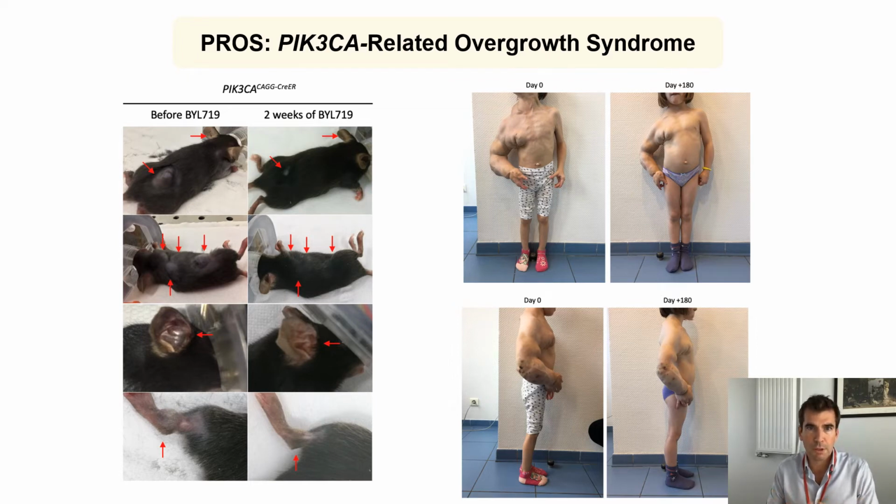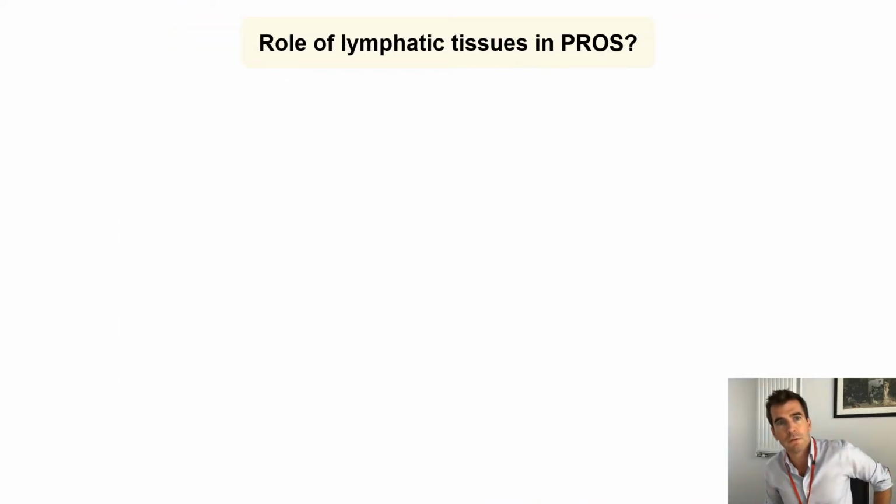But what is important to know is that in our first mouse model, we were using an ubiquitous Cre recombinase, meaning that this Cre recombinase was expressed in all cells, and playing with tamoxifen, we were able to modulate the degree of mosaicism and the degree of severity of the disease. But we were not able, with this approach, to understand the precise role of certain tissues. And we had a particular interest in the lymphatic tissue because when we were treating some patients with PROS, one of the tissues that was responding fairly well to the drug was lymphatic.